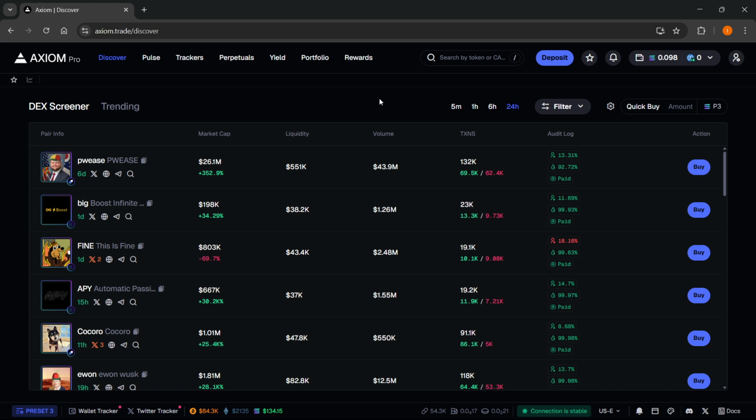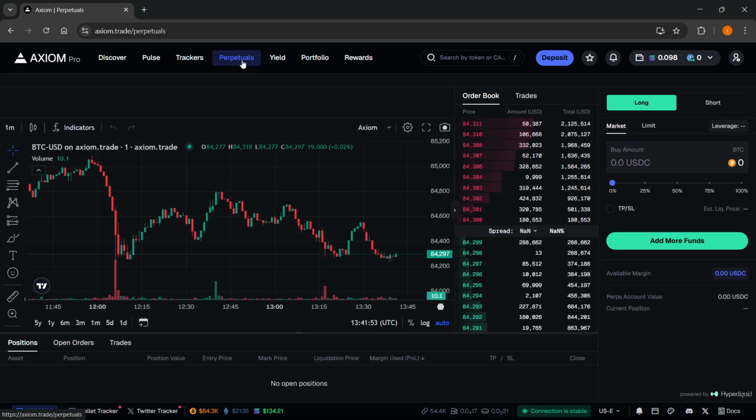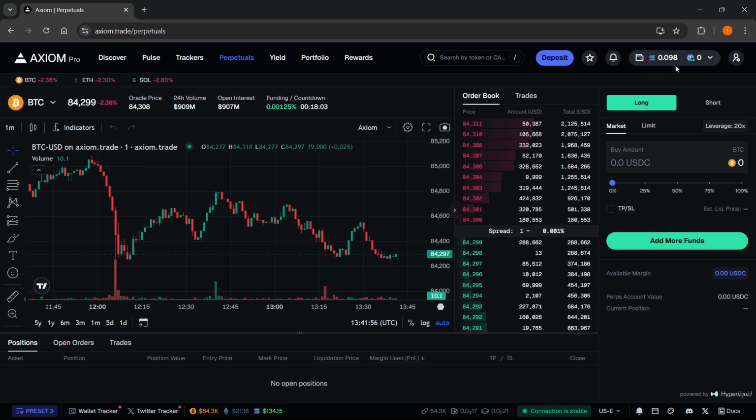Now, once you have your Axiom Pro account, if you want to start trading perps or perpetuals, you want to go to perpetuals over here at the very top. And from here you can then start trading them. However, as you can see, the only balance you can have on Axiom wallet is Solana.